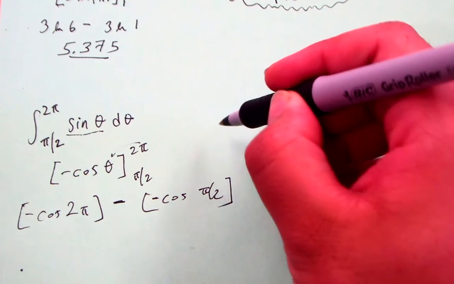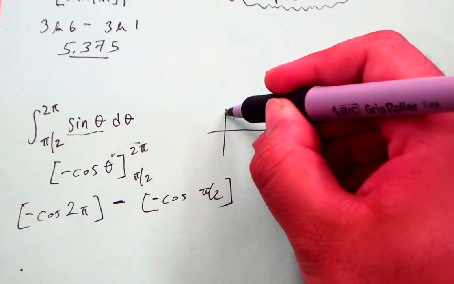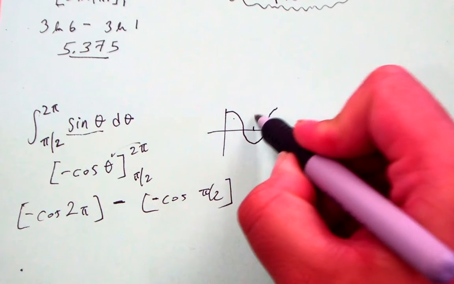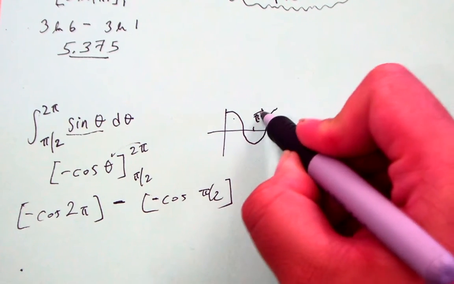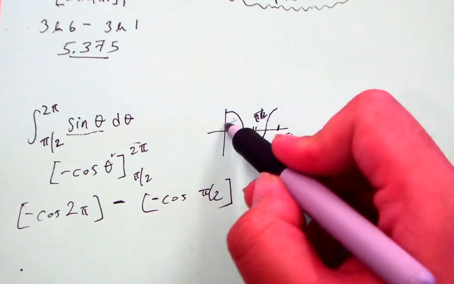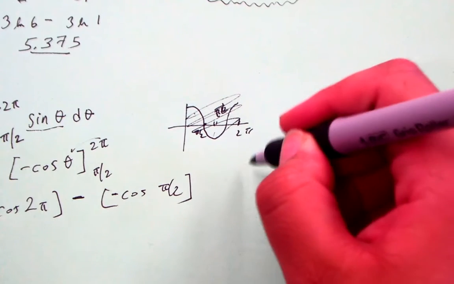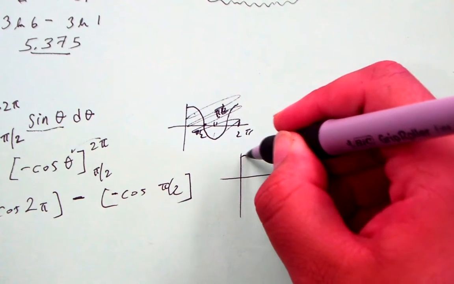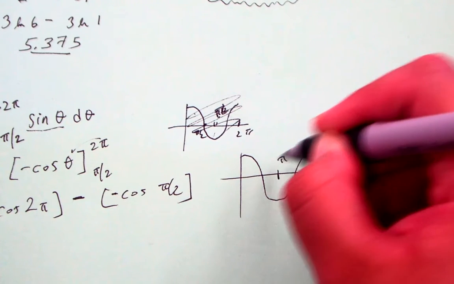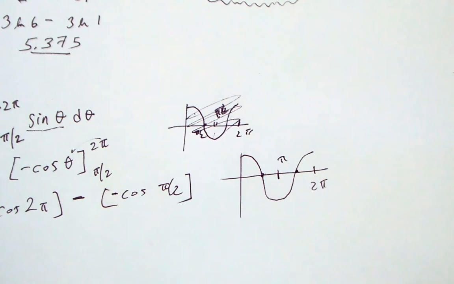So here's my cosine wave. It's the shifted sine wave. This is 2 pi, and this is pi over 2. So this is pi right here, and then this would be pi over 2. Let me make that a bit bigger so we can see. So this is 2 pi, this is pi, pi over 2, and 3 pi over 2.